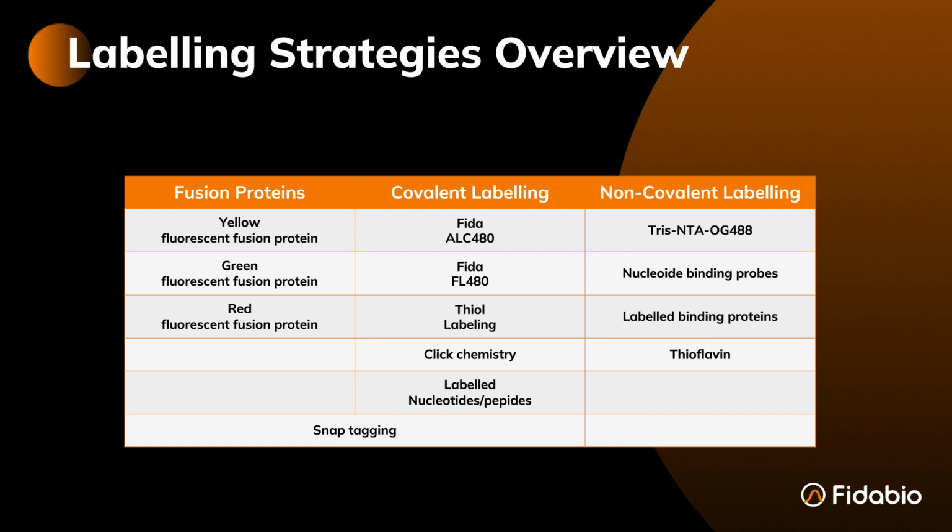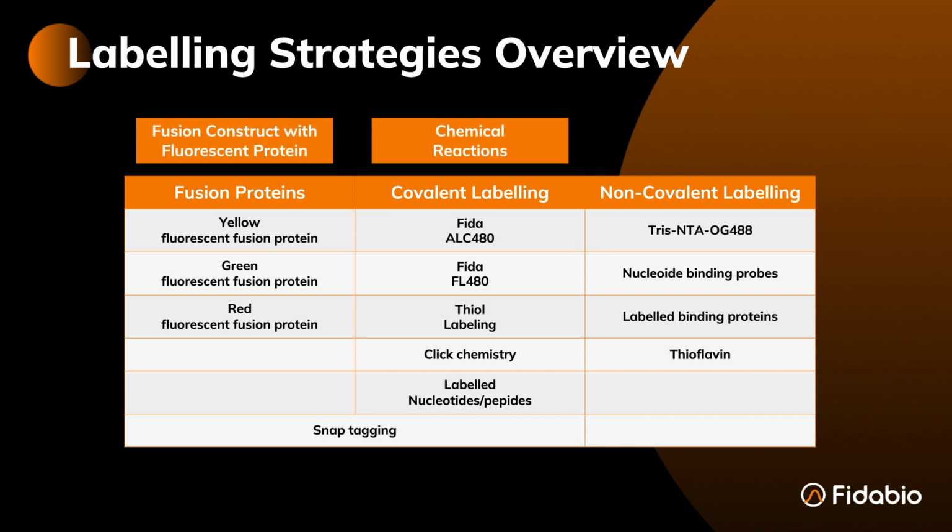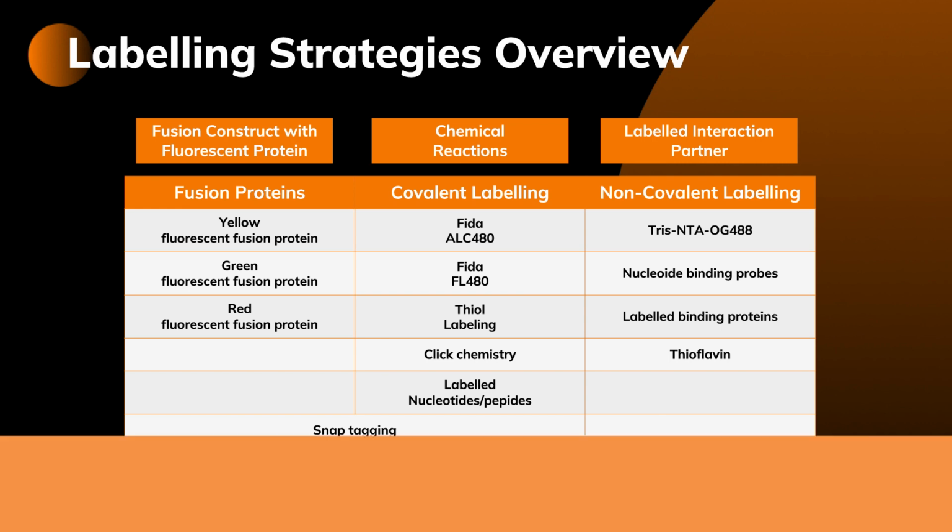3 general strategies can be applied when designing FIDA assays. You can either express your protein of interest as a fusion construct with fluorescent proteins. You can use chemical reactions to covalently label your purified protein. And lastly, a labeled interaction partner can be used as a form of non-covalent labeling.